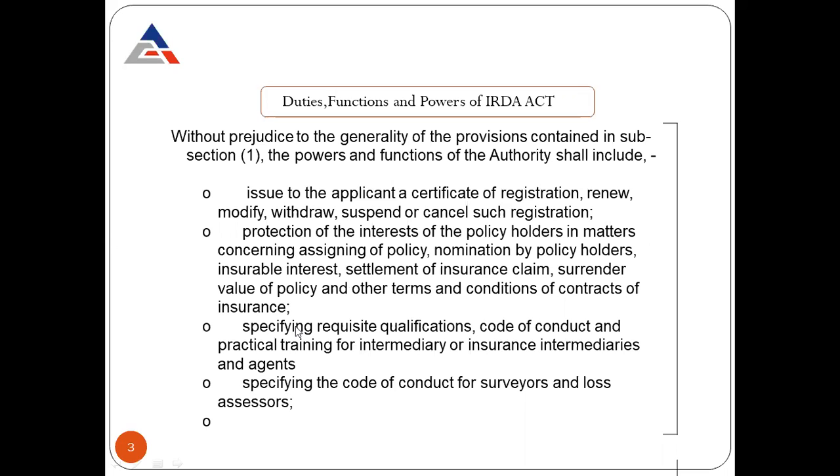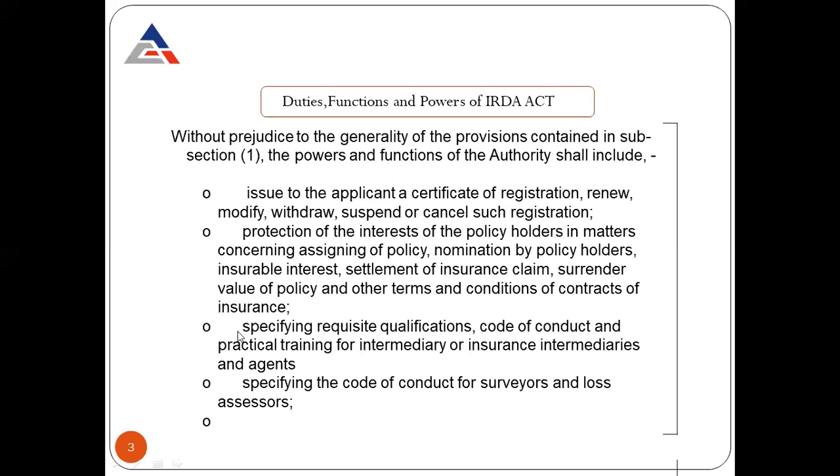Whatever terms and conditions are related to the formation of the contract, all these things must be considered by the IRDA Act. According to the next concept, that is the requisite qualification, code of conduct, and practical training for insurance intermediaries and agents.